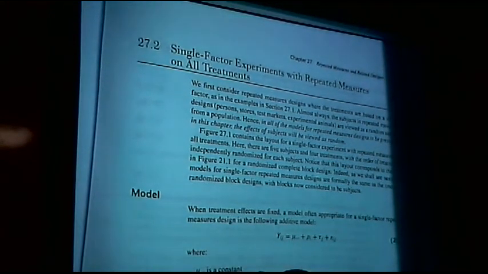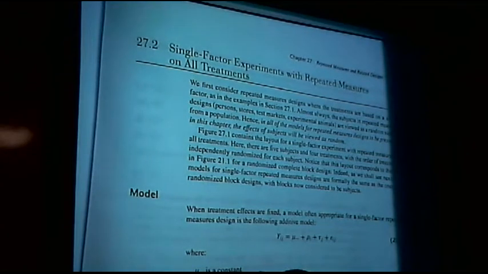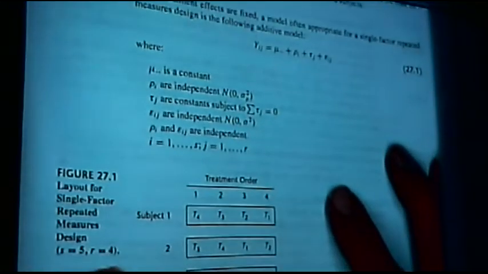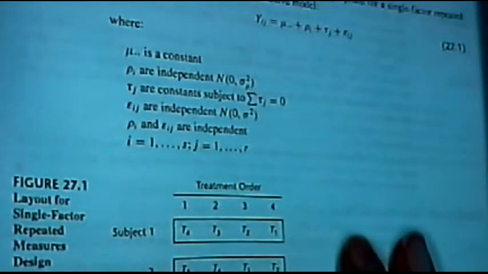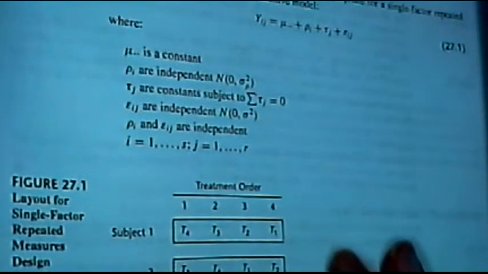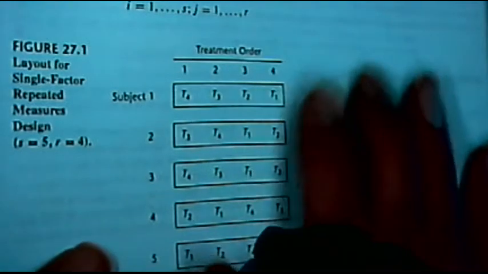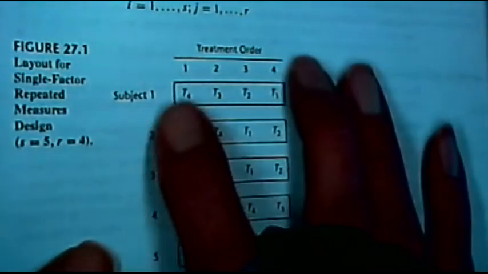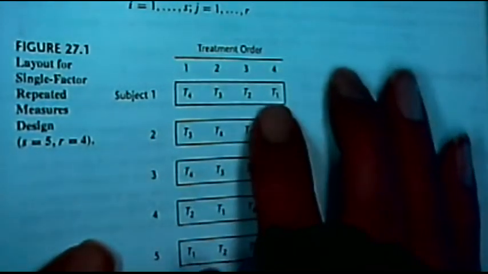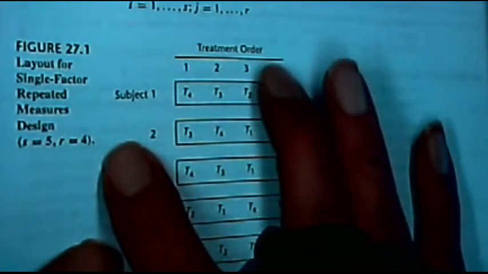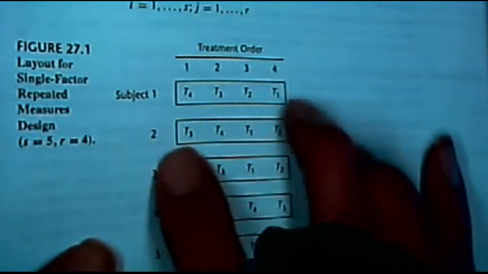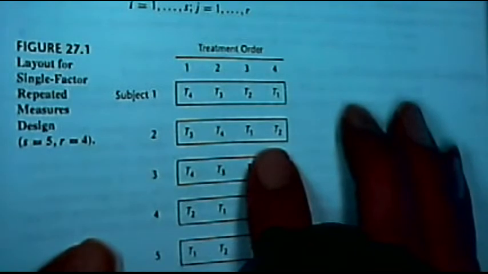Here's the assumptions that are typical. This layout at the bottom of the page reminds us of something. The treatments don't have to be all in the same order. So for the first subject, the order is T4, T3, T2, T1. For the second subject, it's a different order of treatments. So we generally randomize the order of the treatments.